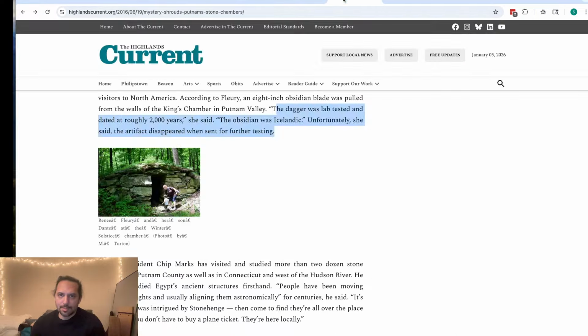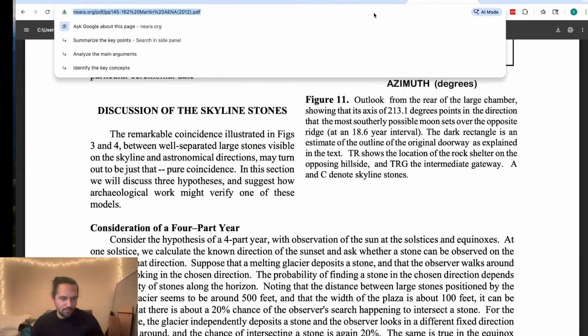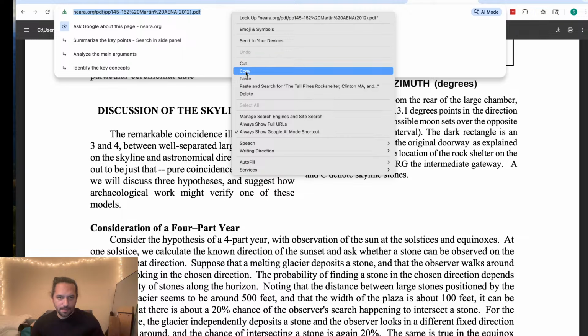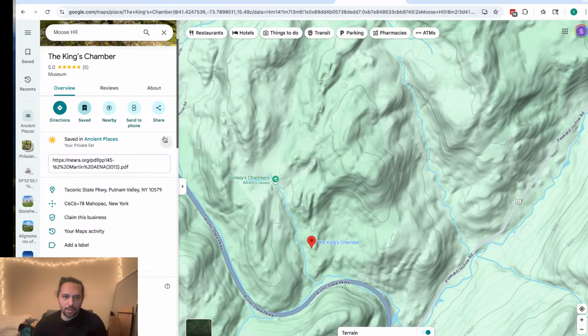Close that. We'll save this, Ancient Places, and we'll add this PDF as a note so that if I want to come back and figure out what the heck I was thinking, I at least have a clue. Okay, there we go. That's a pretty good one. That's an interesting one. That would also make a good video, because it's kind of a mystery, you know. And we like a good mystery around here, don't we?